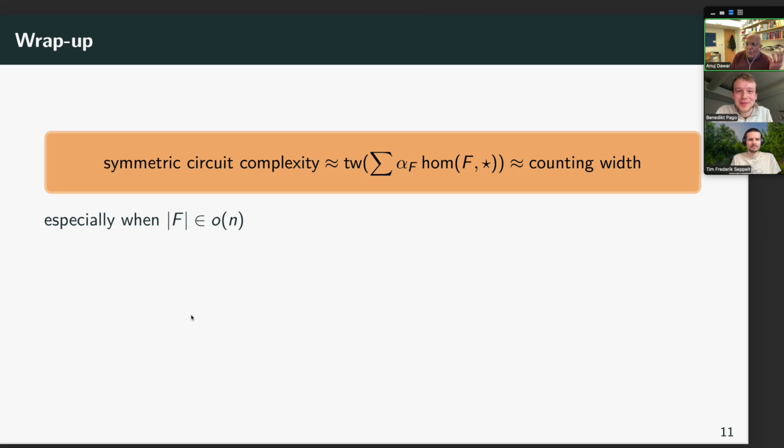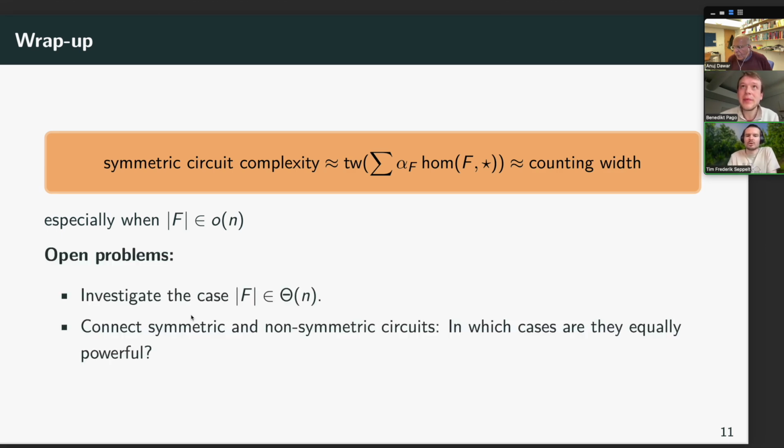To wrap up, we've connected all sorts of different complexity measures: symmetric circuit size, tree width of homomorphism polynomials, counting width of graph parameters. All of these things gel together into a rather beautiful theory of symmetric circuit computation. Yes, and this works out especially nicely in the case where these pattern graphs F that we're counting are of sublinear size compared to the target graph. Then we've really shown that all these three complexity measures are completely aligned. Yes, but as you already noted, for linear size patterns, we have examples showing that the picture cannot be as neat as it is here. So this requires further investigation.